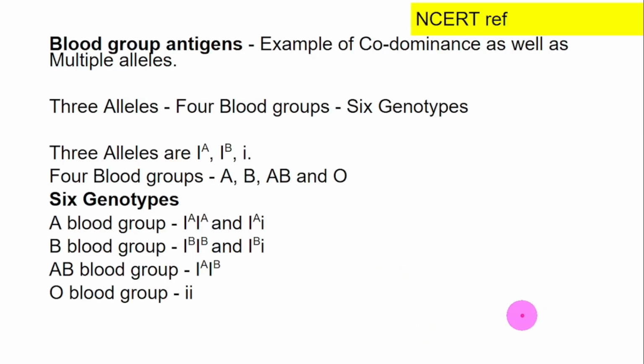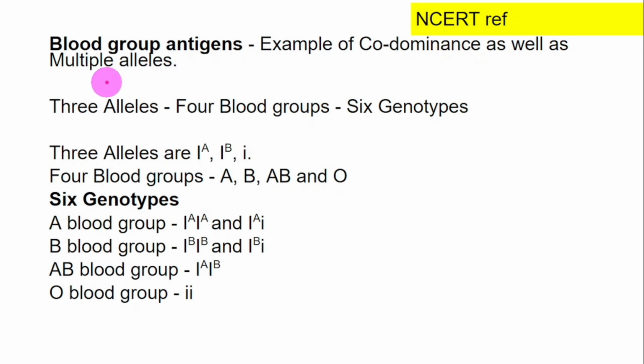Welcome, NEET aspirants. This question is from the chapter Principles of Inheritance and Variation. The question is on blood group antigens. So, what is given in the textbook? Blood group antigens is an example of both codominance as well as multiple alleles.